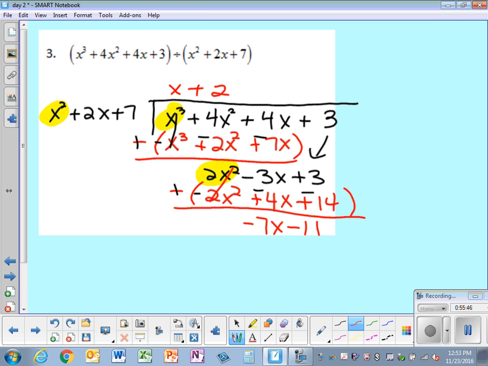There we go. Negative 7x minus 11. Is there anything to bring down? So this is my remainder. Plus negative 7x minus 11 all over x squared plus 2x plus 7. And we're done.